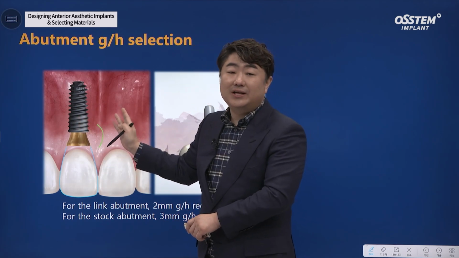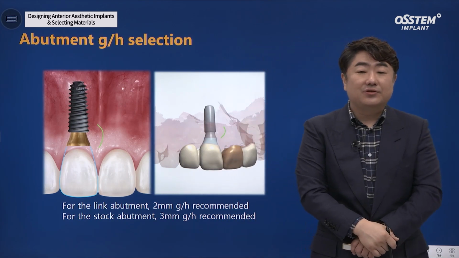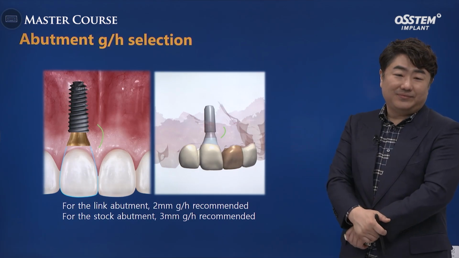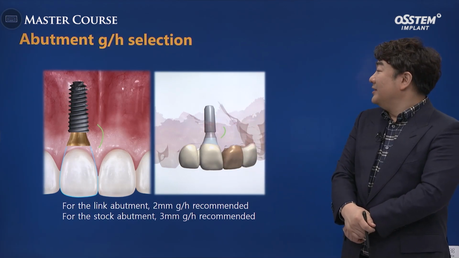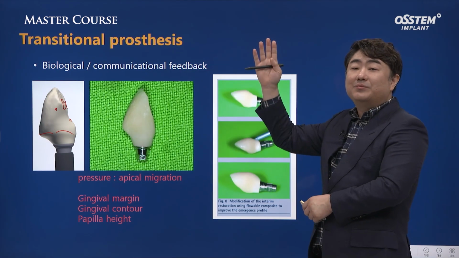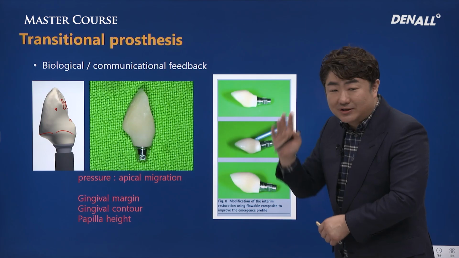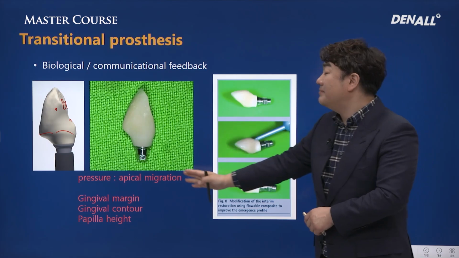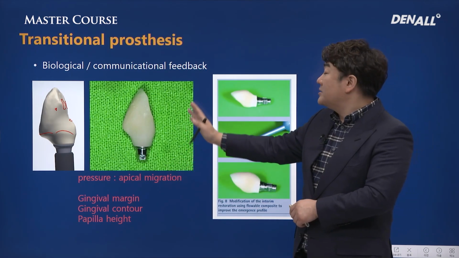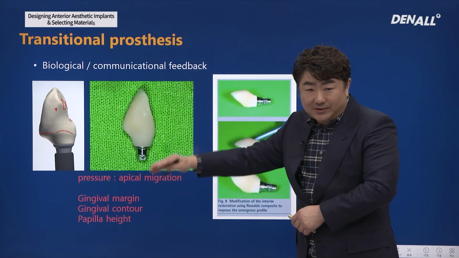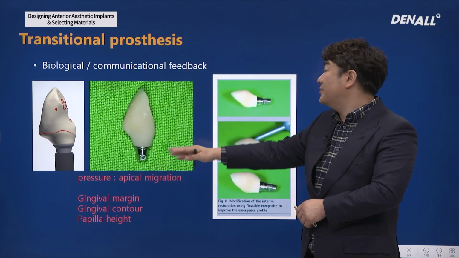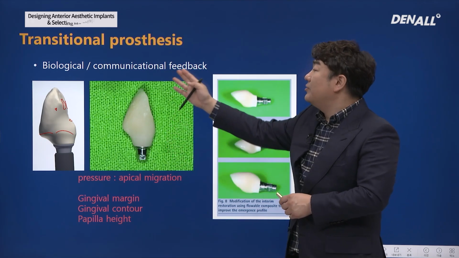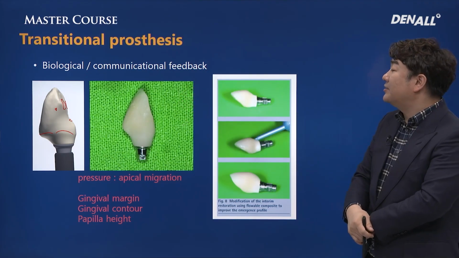The abutment contour following the EBC concept, as mentioned, if you look at the different phases, initial, transitional, and final, this is initial design. When appropriate pressure is applied, there is an apical migration of gingiva, and we can adjust the position and we can adjust the papilla as well. We can get the biological and communicational feedback and then get the final prosthesis design.